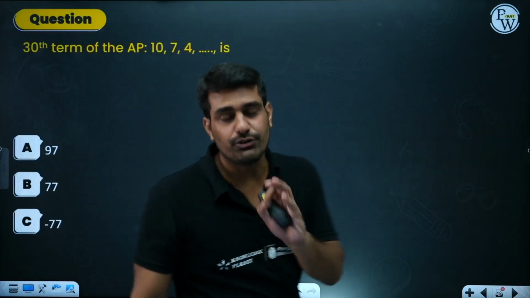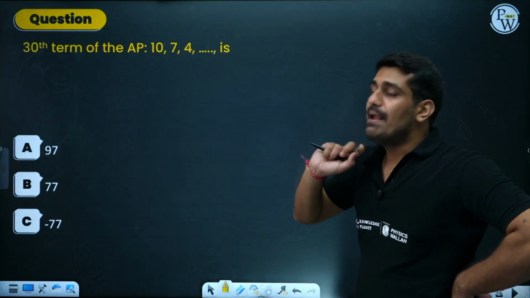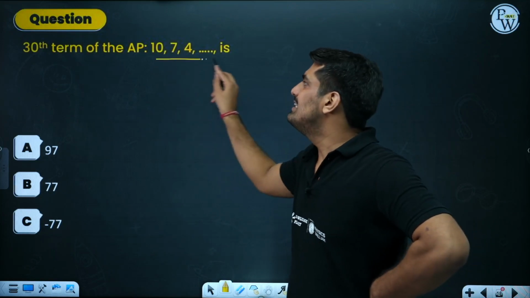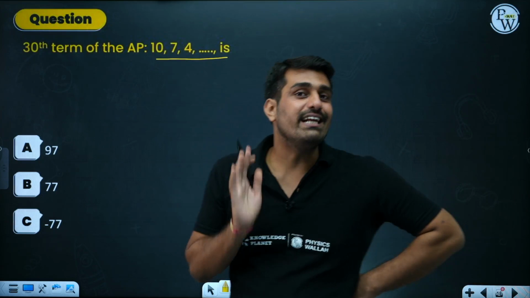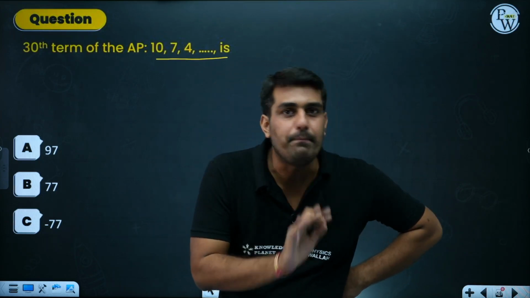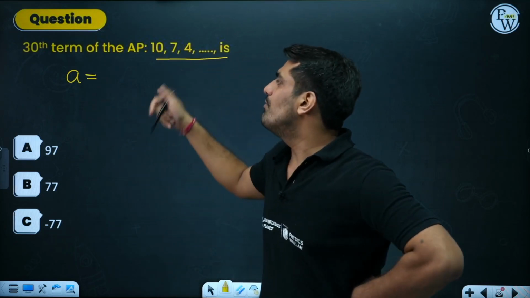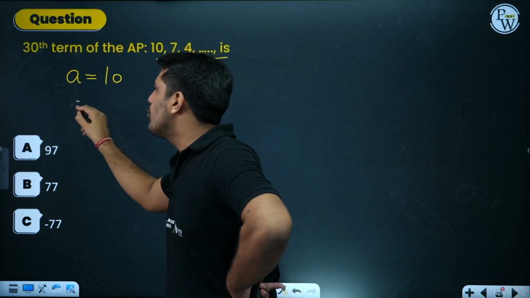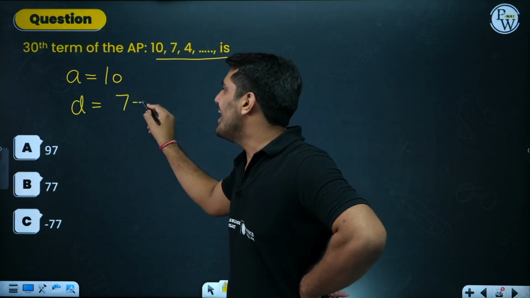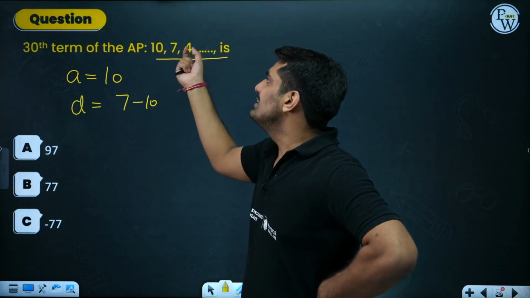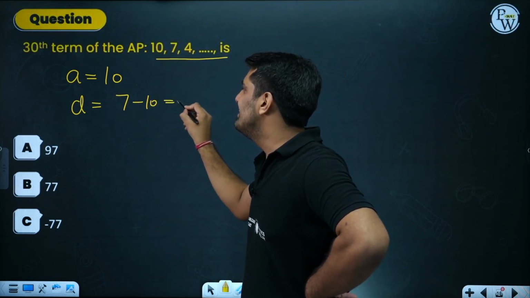Here we have the first question. It simply says the 30th term of an AP. The AP is given to you as 10, 7, 4 and going on. First of all, whenever you are attempting a question in AP, always write the general things. What? The first term. The first term over here is 10. Write the common difference, that is the value of D. The common difference will be 7 minus 10. From the second term, subtract the first term. So 7 minus 10, that is minus 3.